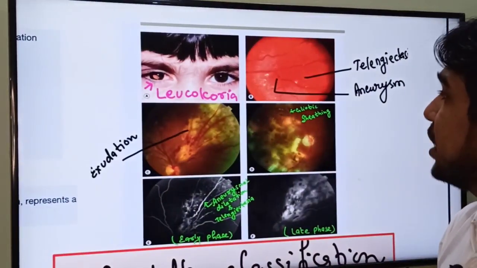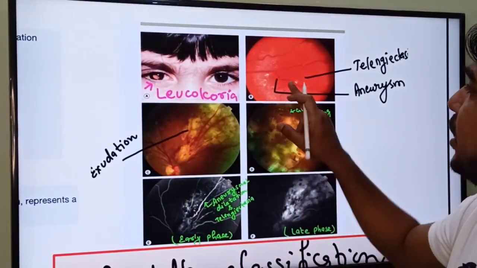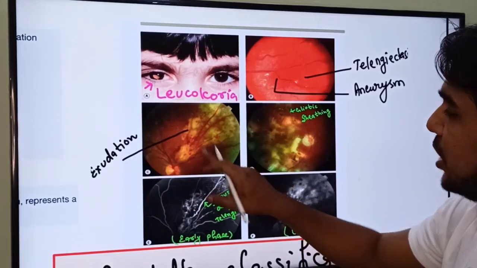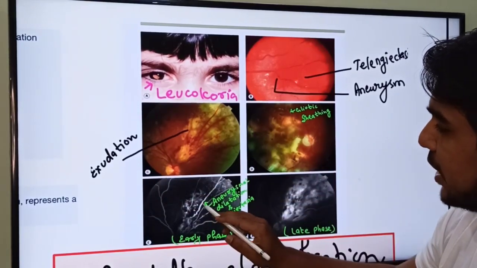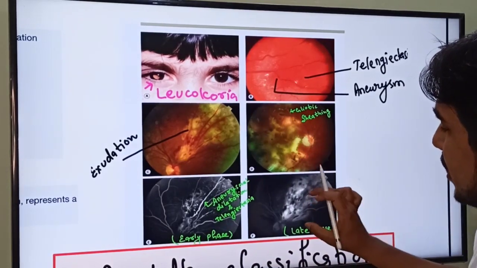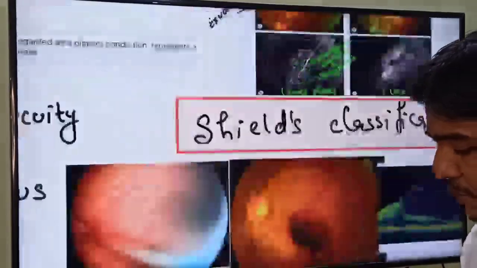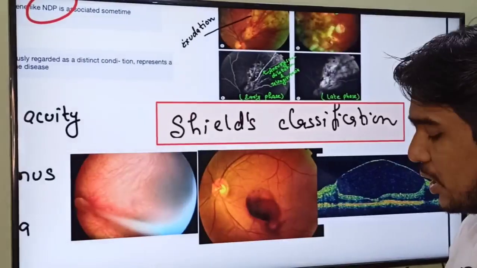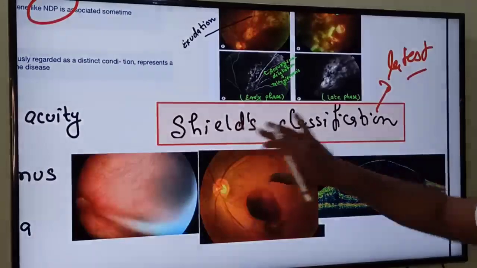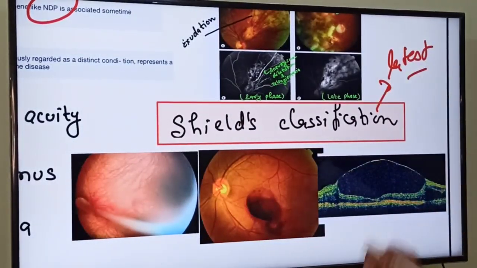These are the different stages. This is the leukocoria you can see. These are the telangiectatic vessels you can see here. This is the exudation. These are the aneurysmal dilatations and telangiectasia. These are the gliotic scars, and this area is the late phase. Now the Shields classification is the latest classification of Coats disease.